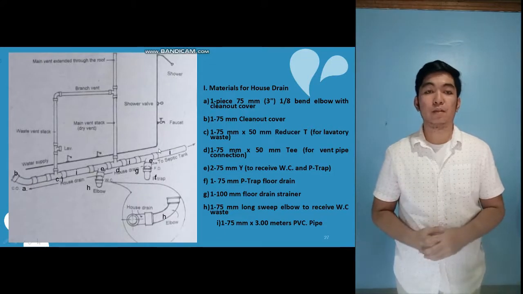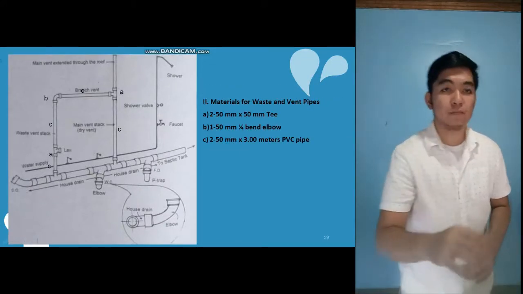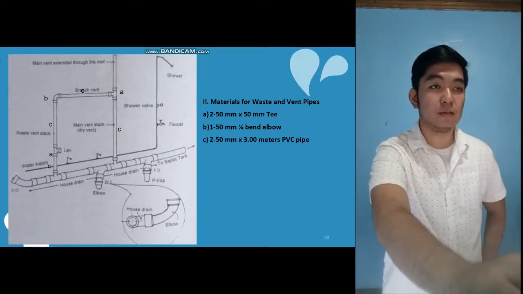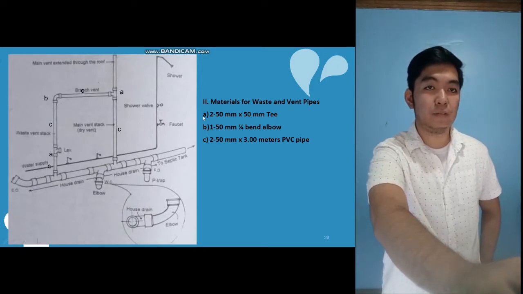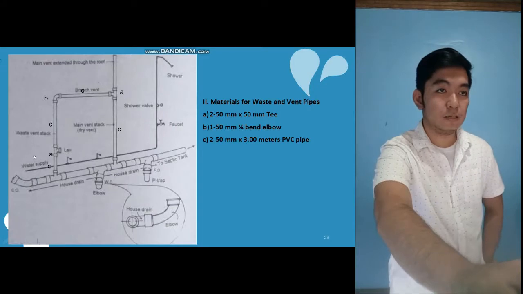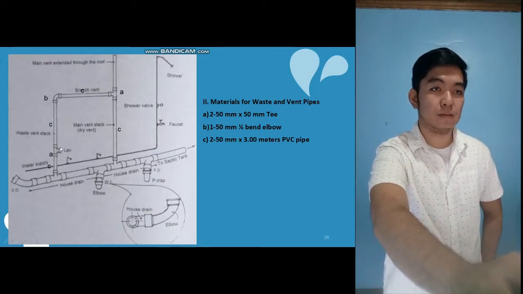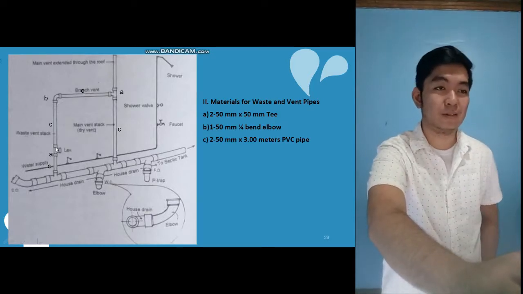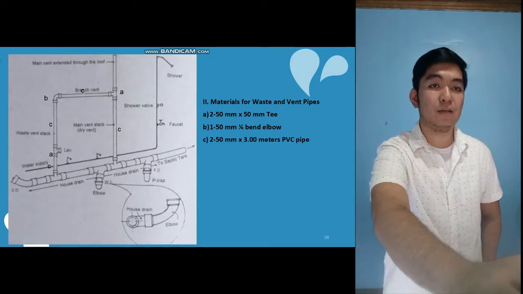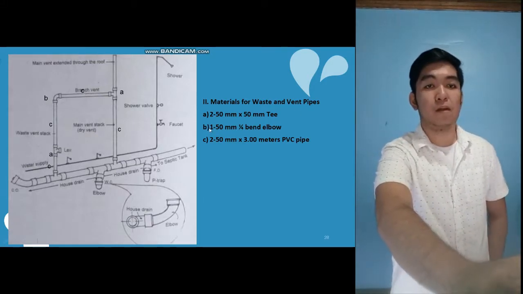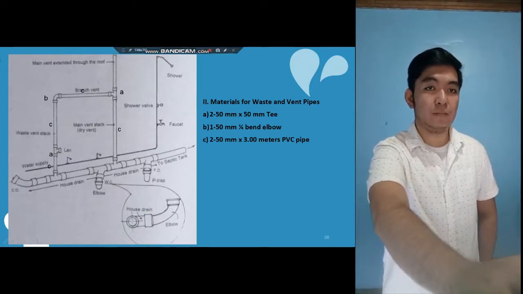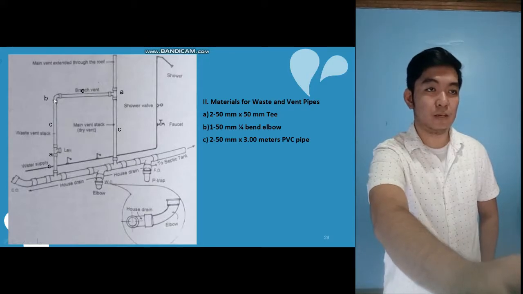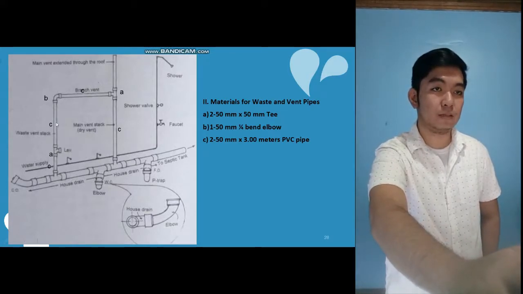So next is for the materials for waste and vent pipes. So to determine ato ra designate na makita ra man siya diri. Sa A, kaning duha ka buok na 50 mm by 50 mm T. So A kani mao ni siya. Kani for lavatory na siya. Next is for B, one piece of 50 mm 1/4 bent elbow, so kana siya. Then duha ka buok na 50 mm by 3 meters sa PVC pipe, so mo ni siya kana letter C.